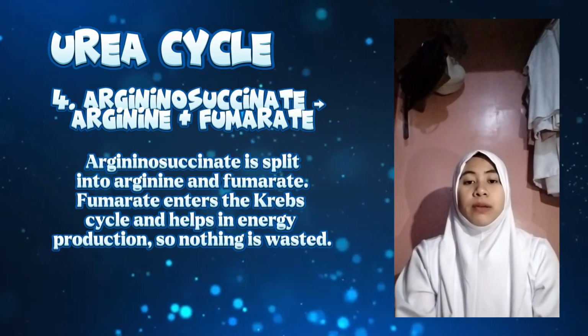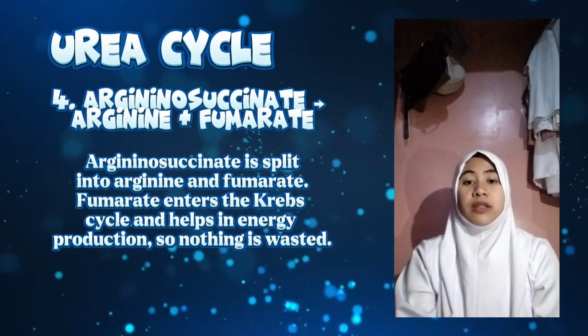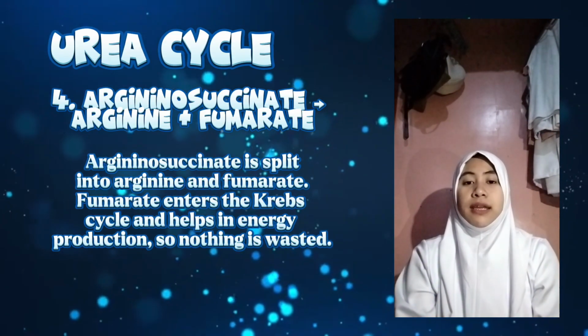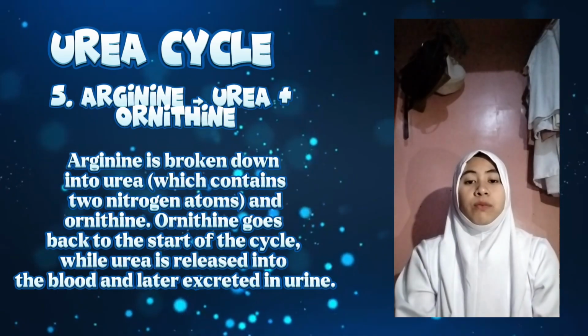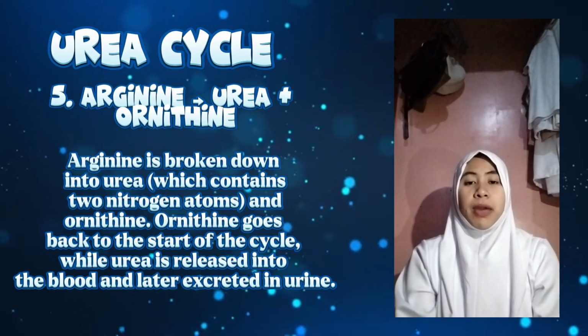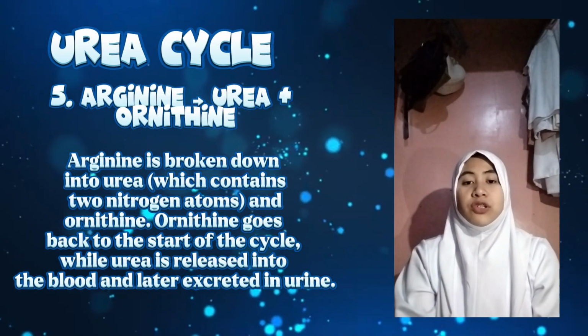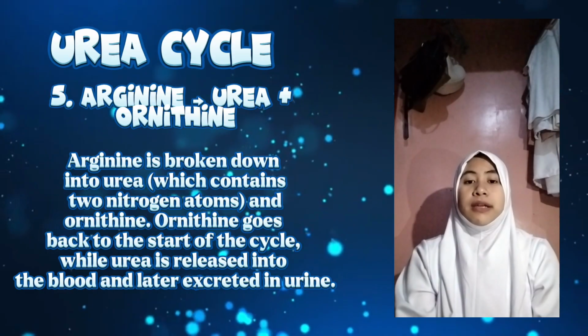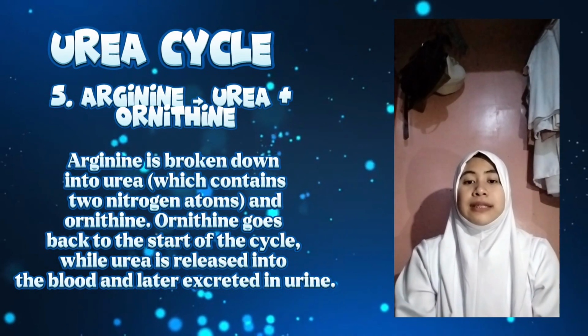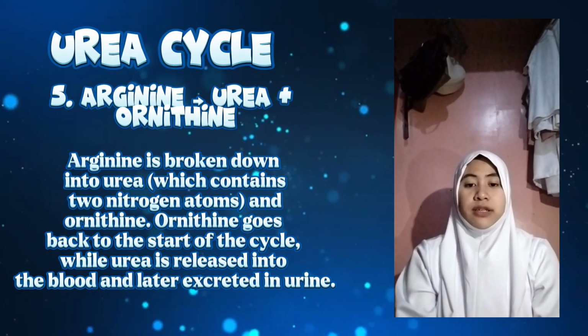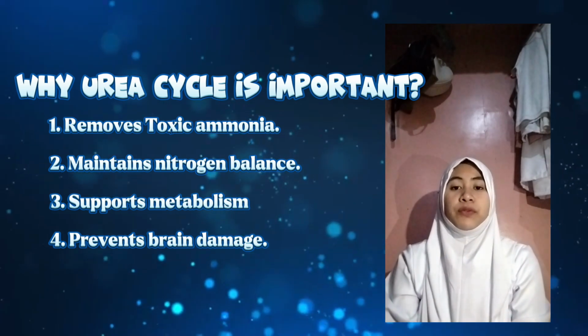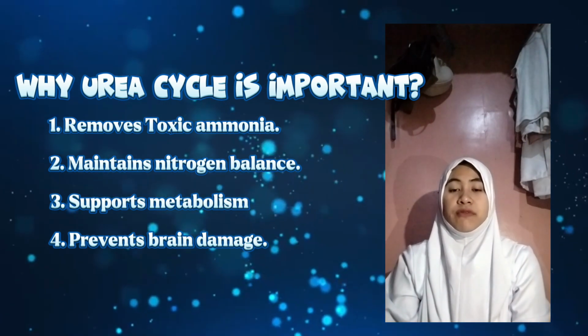This cycle not only protects the body from nitrogen toxicity, but also helps maintain a healthy balance of nitrogen, which is important for growth, repair, and energy metabolism. In short, the urea cycle serves as the body's natural detoxification system for handling waste nitrogen, because it plays a vital role in removing harmful nitrogen waste from the body.